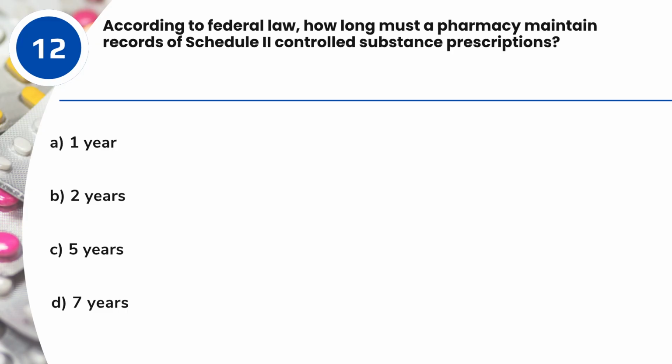Question 12. According to federal law, how long must a pharmacy maintain records of Schedule II controlled substance prescriptions? A. 1 year. B. 2 years. C. 5 years. D. 7 years.